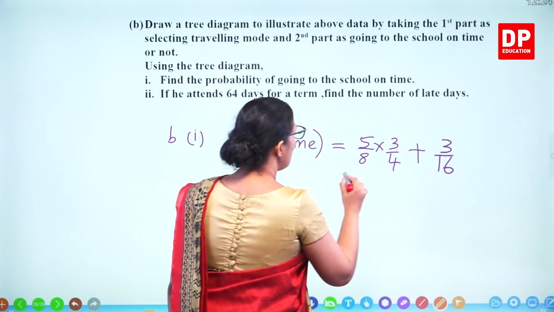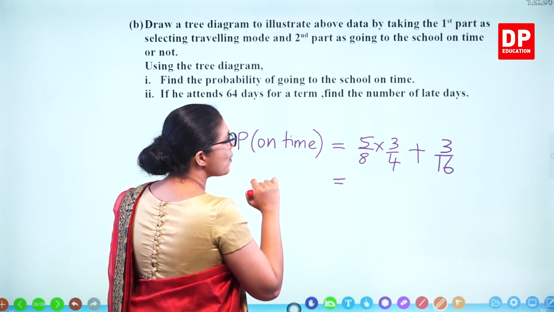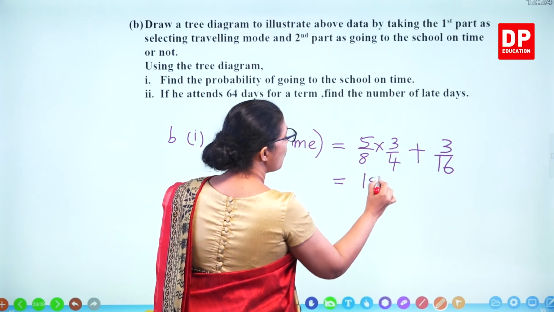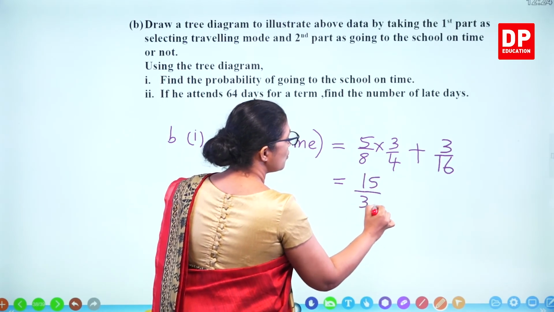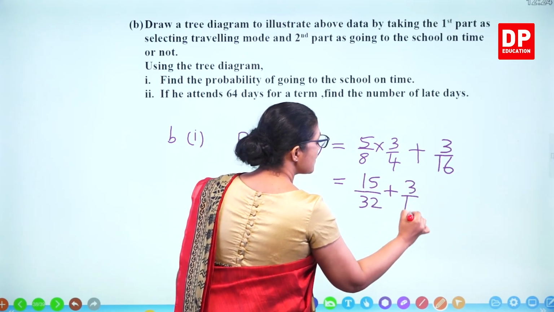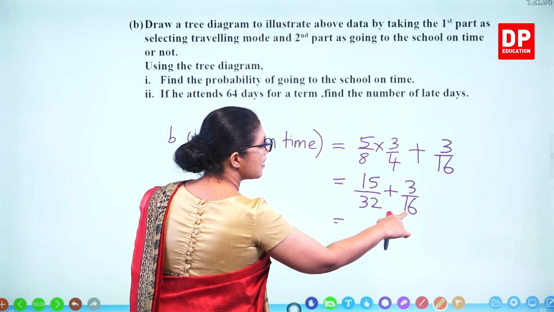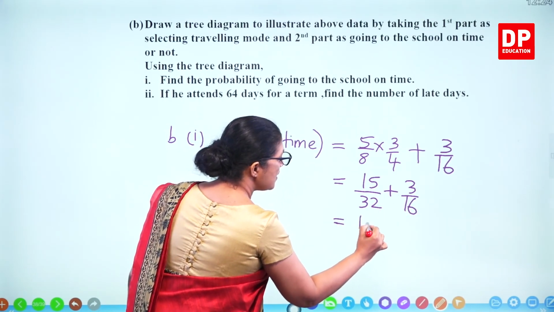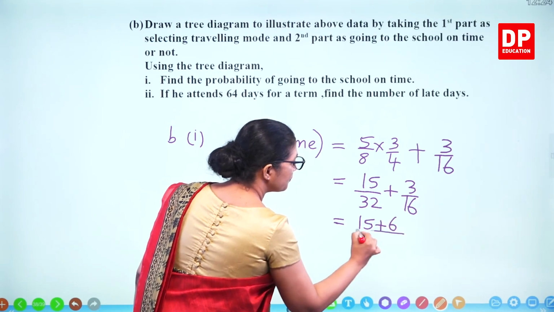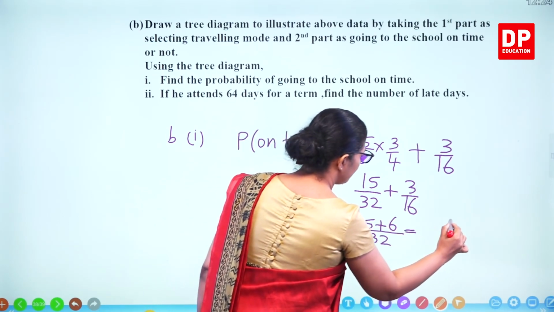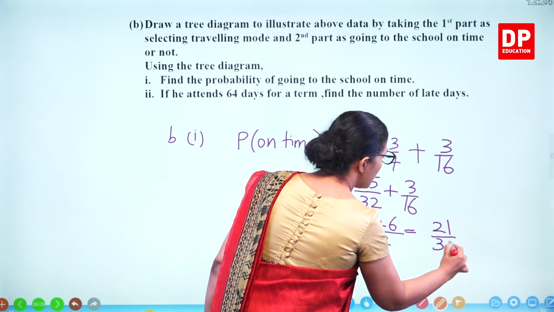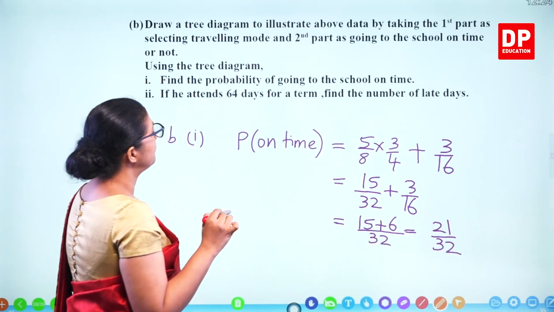So we can do both. You can't simplify, so 15/32. Just add it. Here, convert to 32, that means multiply by 2. So the total is 21/32.